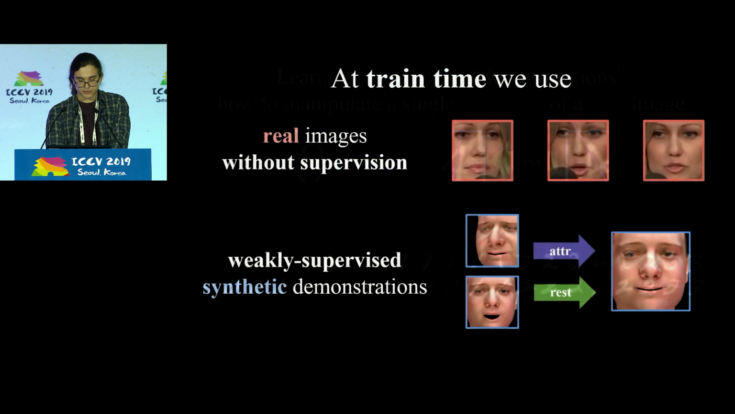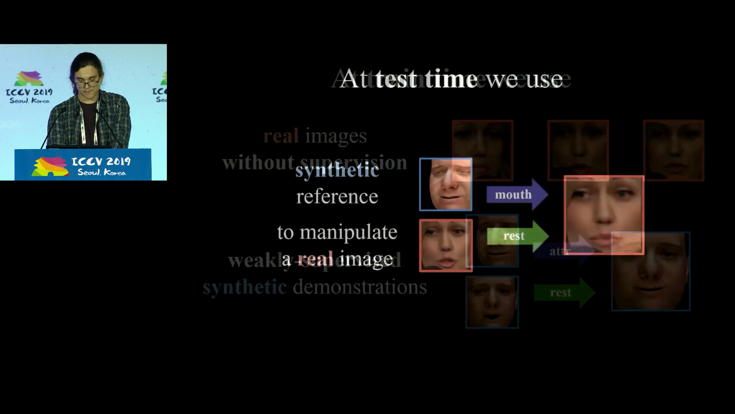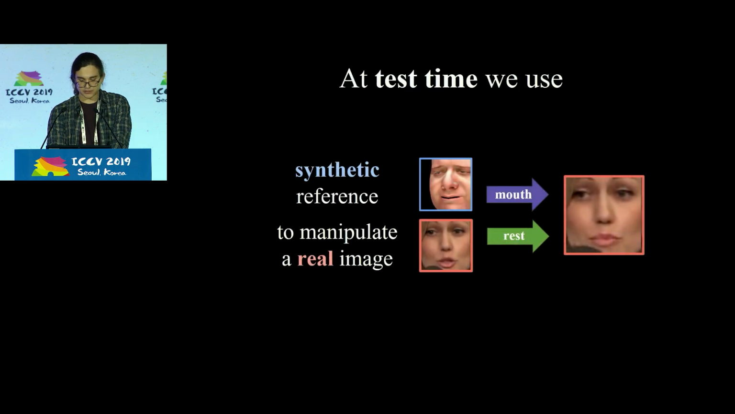So to summarize the task that we're proposing and solving in our paper, at train time we use real data with zero supervision and triplets of synthetic images that show how to manipulate the attribute of interest in isolation. In this example, images of real humans with no labels attached to them, and examples of how to combine mouth expression with other attributes of synthetic 3D face renders. At test time, we use the resulting model to manipulate the same attribute in real images, using synthetic images to specify the new attribute values.